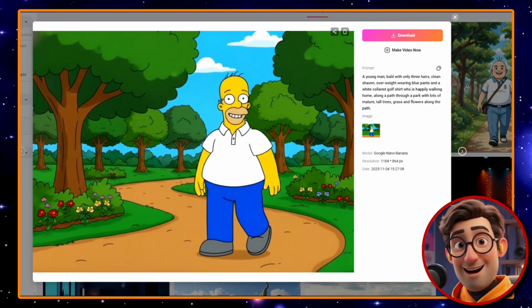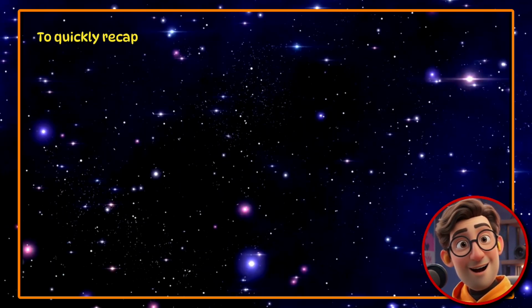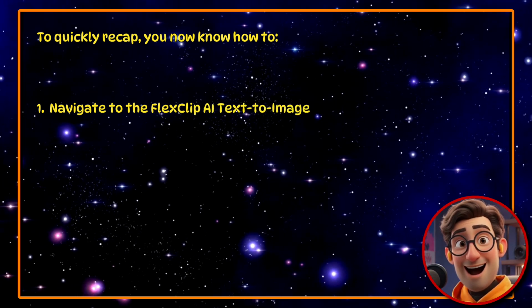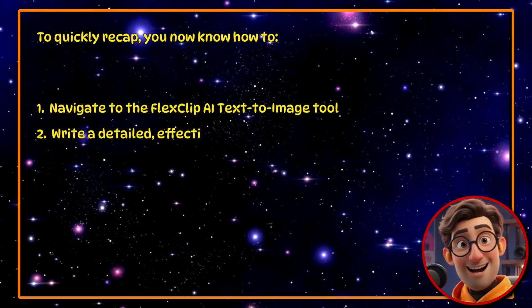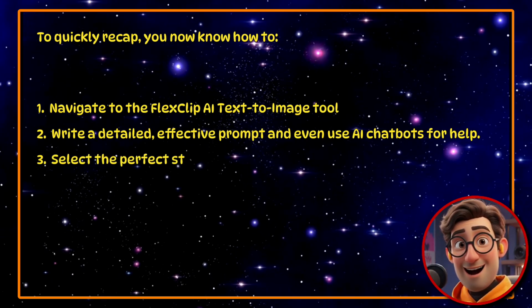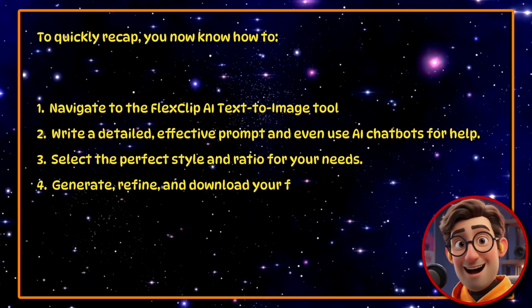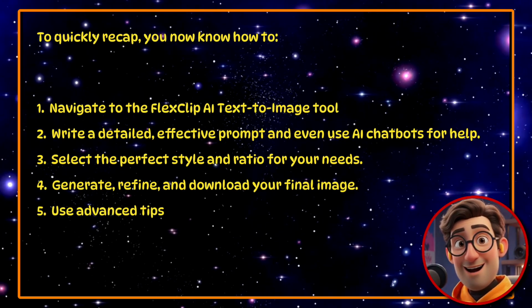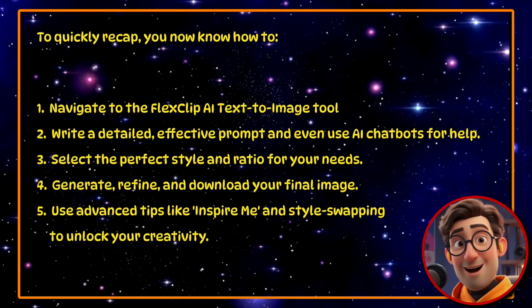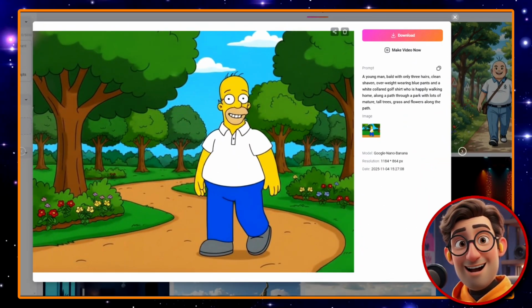Conclusion and recap. And that's it. You just learned how to create custom images from scratch using AI. To quickly recap, you now know how to navigate to the FlexClip AI Text-to-Image tool, write a detailed, effective prompt, and even use AI chatbots for help. Select the perfect style and ratio for your needs. Generate, refine, and download your final image. Use advanced tips like Inspire Me and style swapping to unlock your creativity. You're now equipped to bring any idea to life.